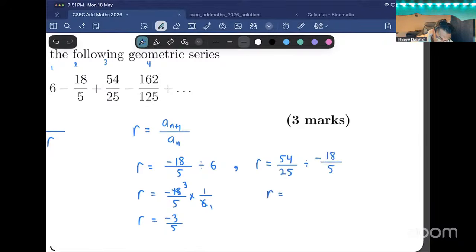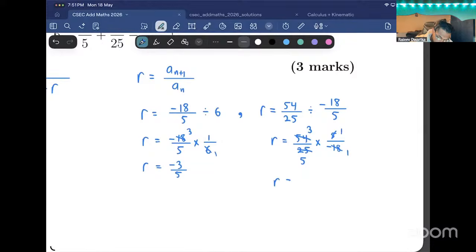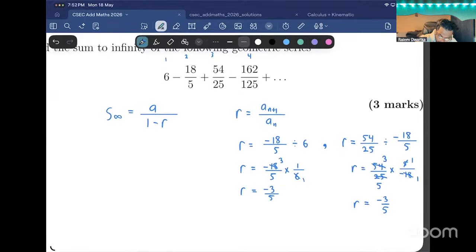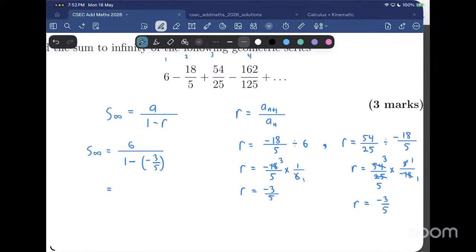I would flip that around, and that would turn to 5 over minus 18. 5 into 5, 1. 18 into 18 is 1. 18 into 54 is 3. So you get the same thing, minus 3 over 5. So we know that A is 6 and the common ratio is minus 3 over 5. So the sum to infinity would just have been 6 all over 1 minus minus 3 over 5. What do you get when you work that out? 15/4. Yeah.